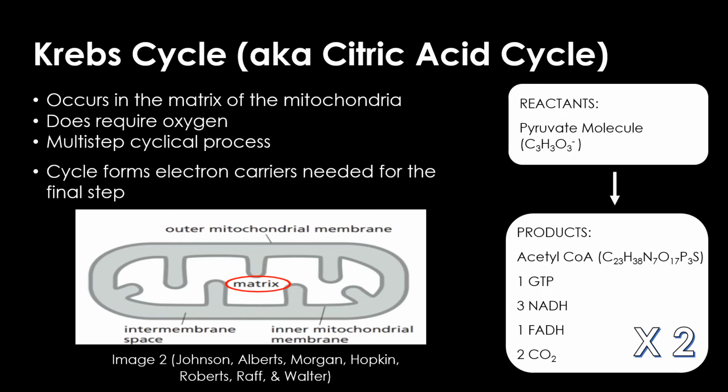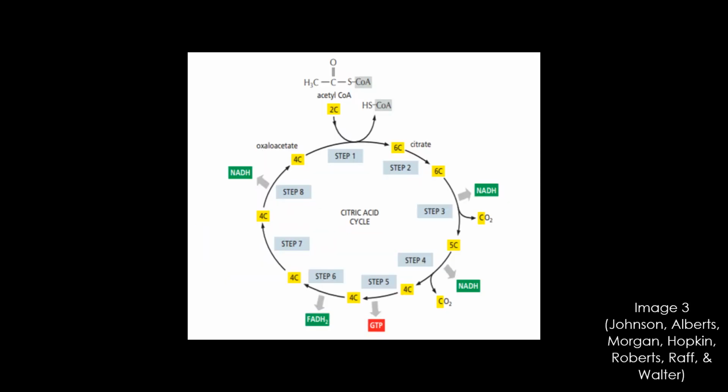Keep in mind that 2 pyruvates are produced from glycolysis, so from the starting glucose, 2 pyruvates would undergo the citric acid cycle, thus doubling the products. As seen in the image of the citric acid cycle, the pyruvate is converted into acetyl-CoA, which is followed by many steps that form the electron carriers.